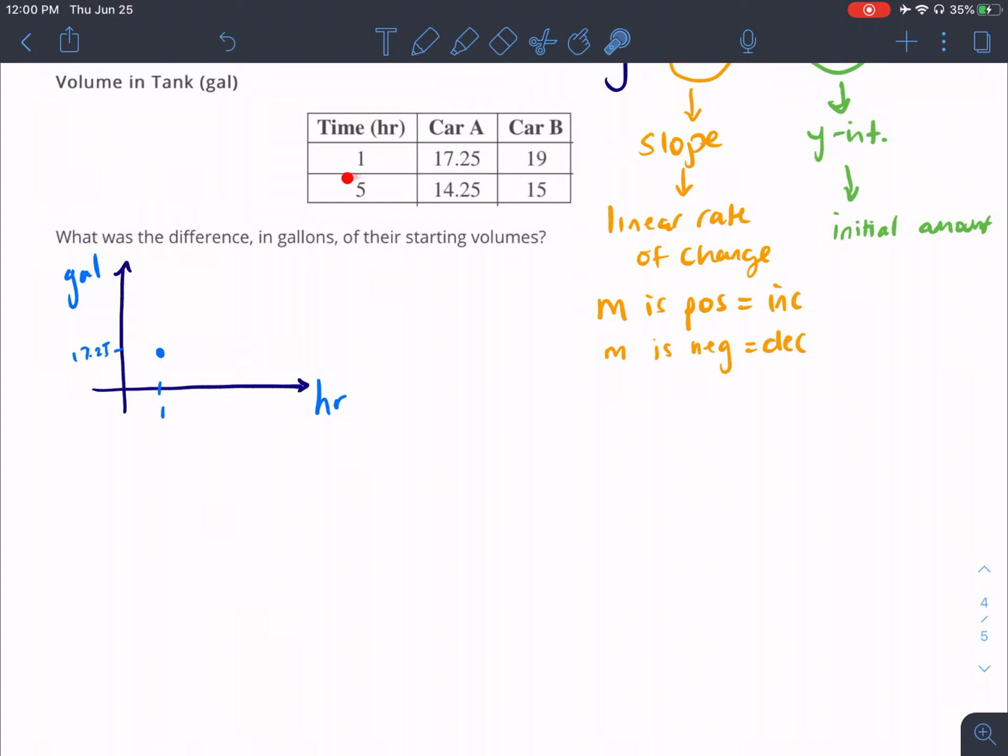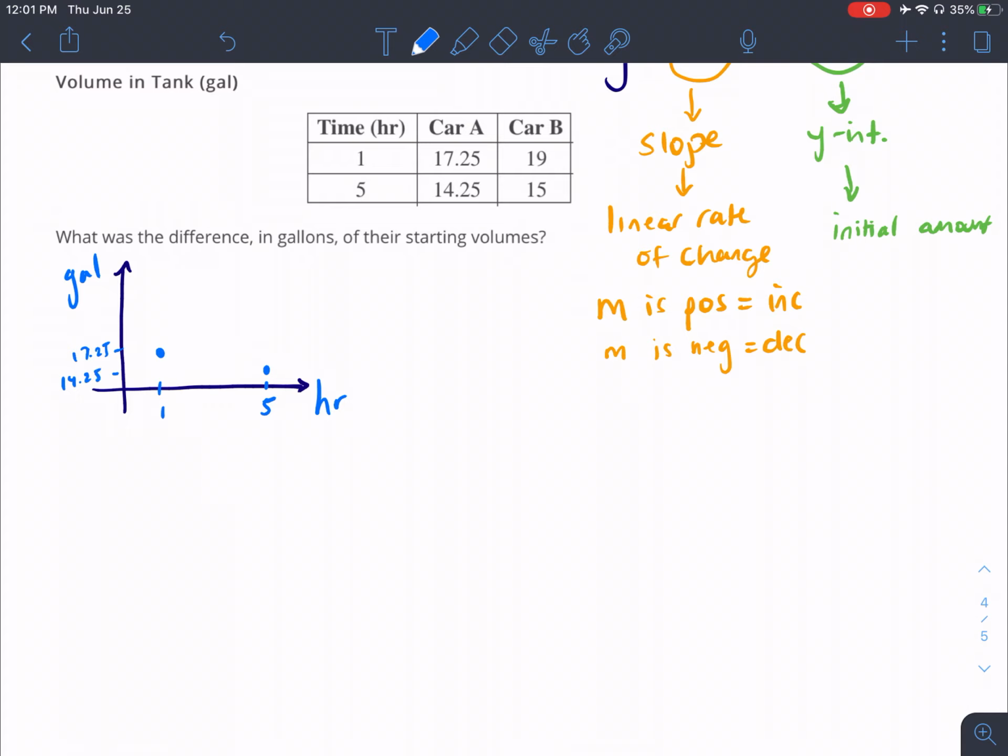And after 5 hours, it decreased to 14.25. So let's say that after 5 hours, at hour 5, it went down to 14.25. Okay, let's say this is 14.25 here.